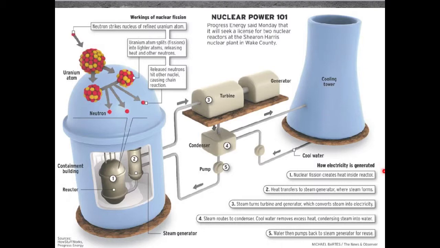So if we look at how that electricity is generated, nuclear fission creates heat inside the reactor, heat transfers into a steam generator where steam is formed, steam turns a turbine and a generator which converts steam into electricity, steam routes to the condenser, cool water removes the excess heat, condensing the steam into water. And then finally, water is pumped back to the steam generator to be reused.